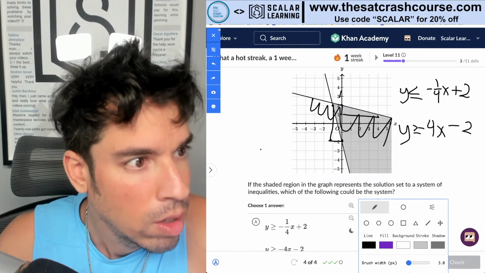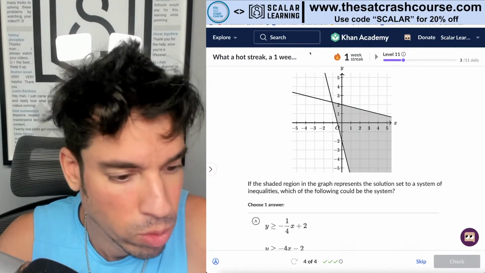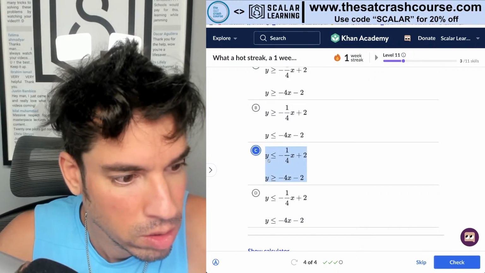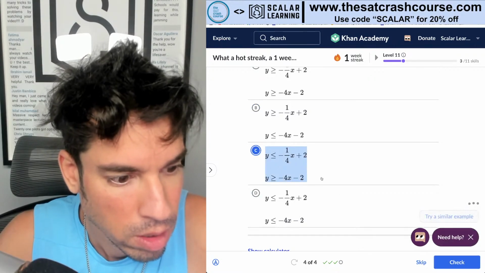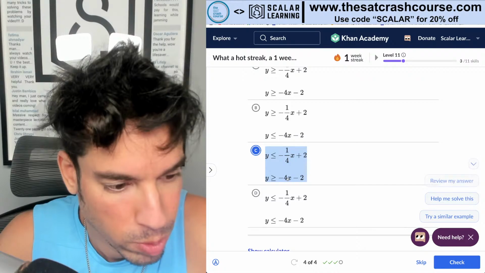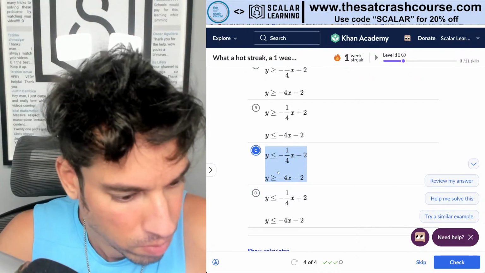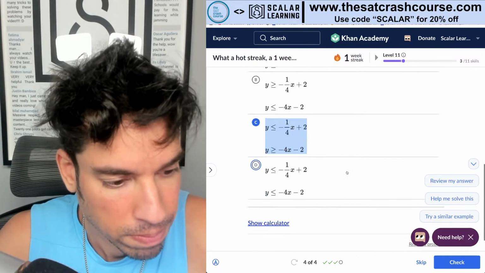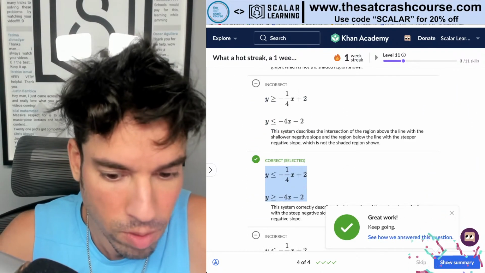It's fine. So y is less than or equal to negative 1/4 x plus 2. There it is. That's the first one, it's correct. And then the other one was supposed to be greater than, not less than. So it is C. Unless I made a mistake.